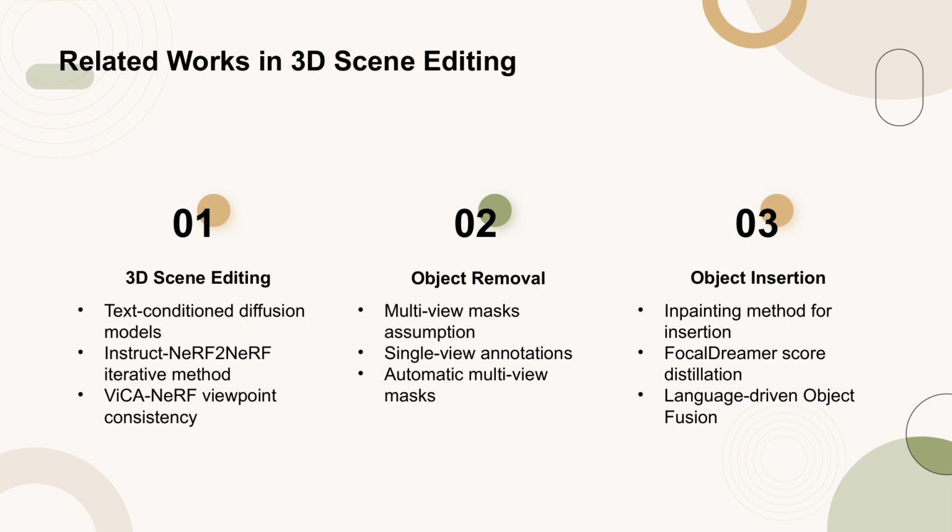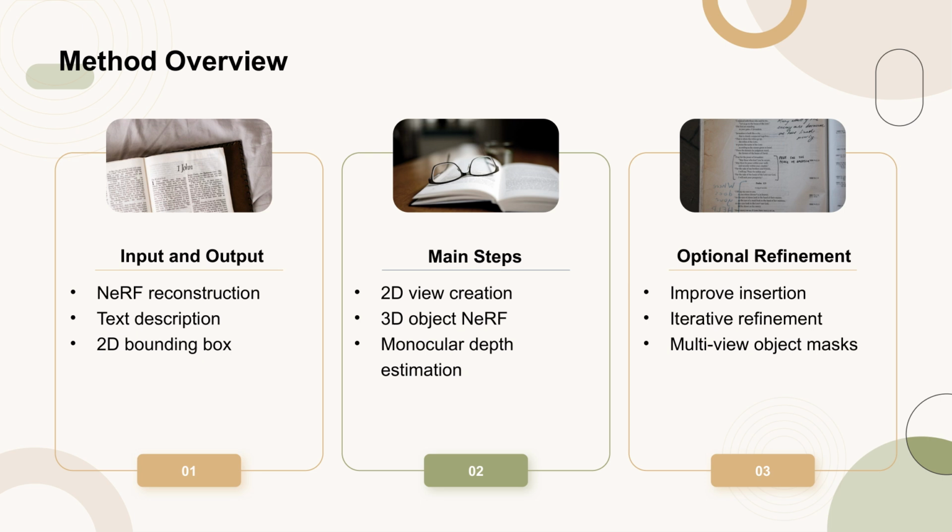Methods like Vox-E and language-driven object fusion show promise but require specific user inputs and have limitations in scene complexity. The method described in this paper takes as input a NeRF reconstruction of a 3D scene, a textual description of the target object to be inserted, and a 2D bounding box in a reference rendered view of the scene. The output is a NeRF reconstruction of the same scene containing the generated target 3D object placed in a location guided by the 2D bounding box.